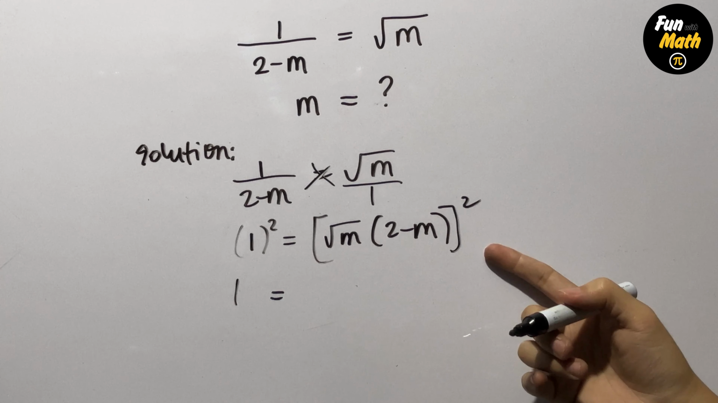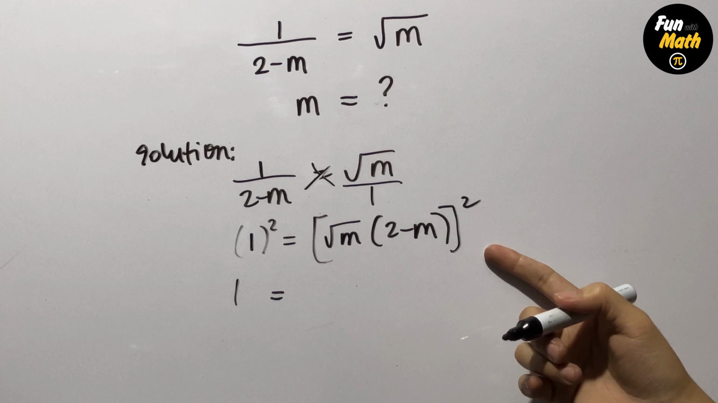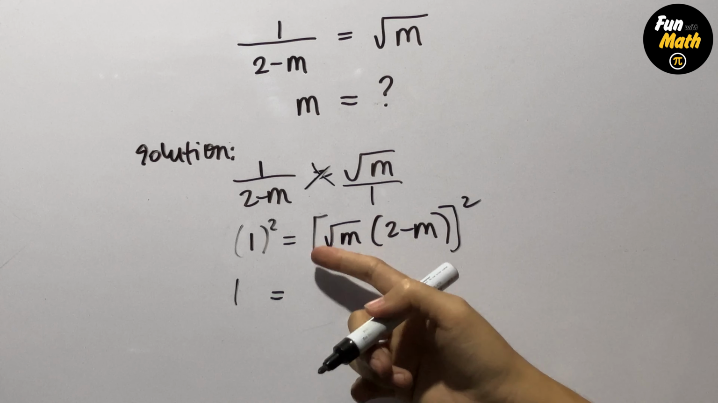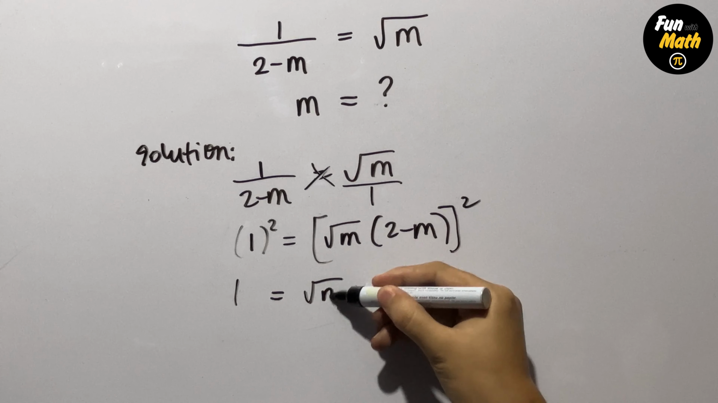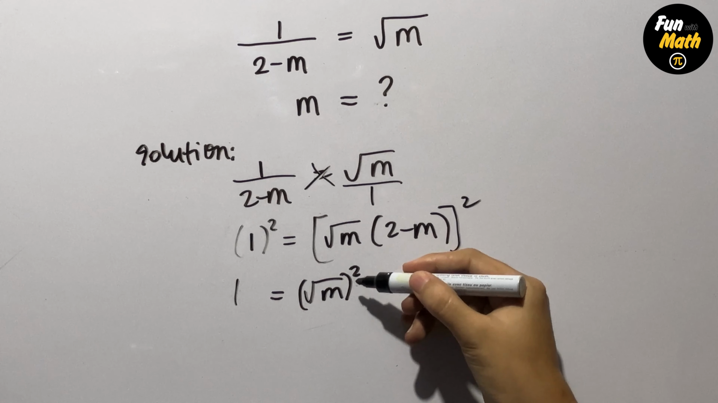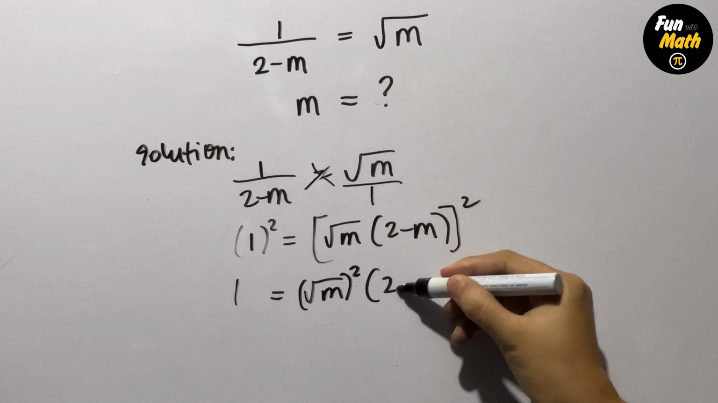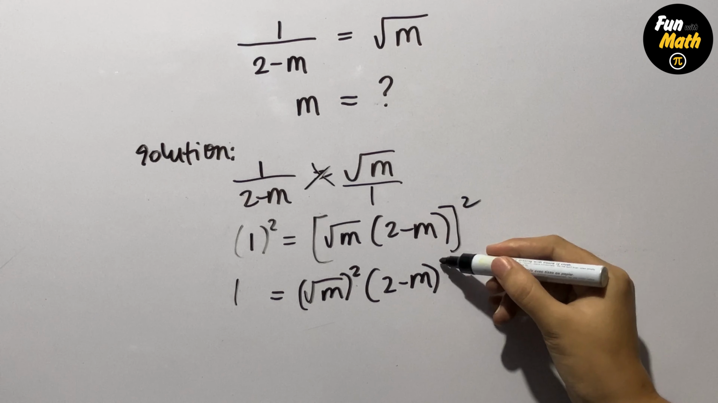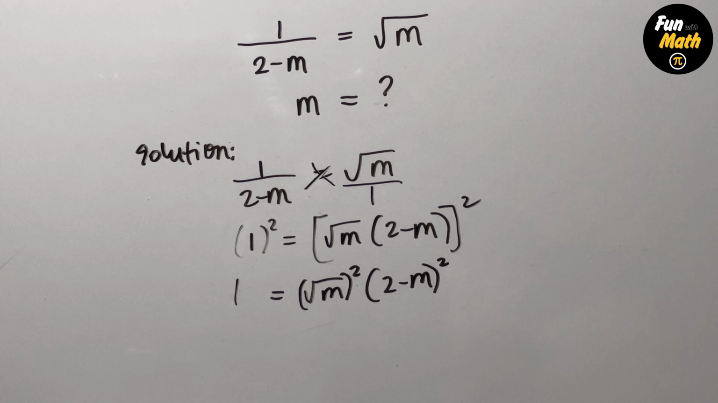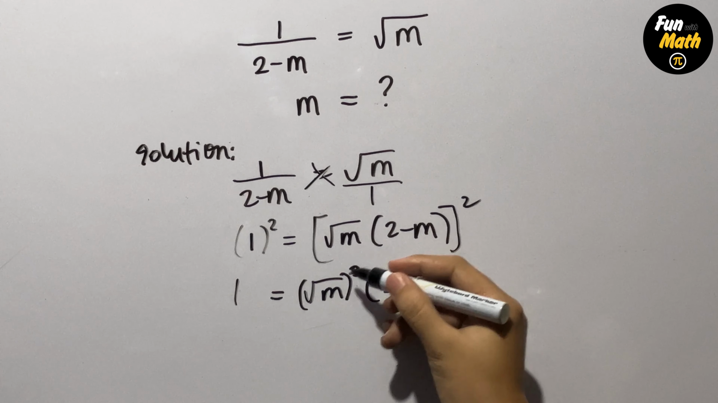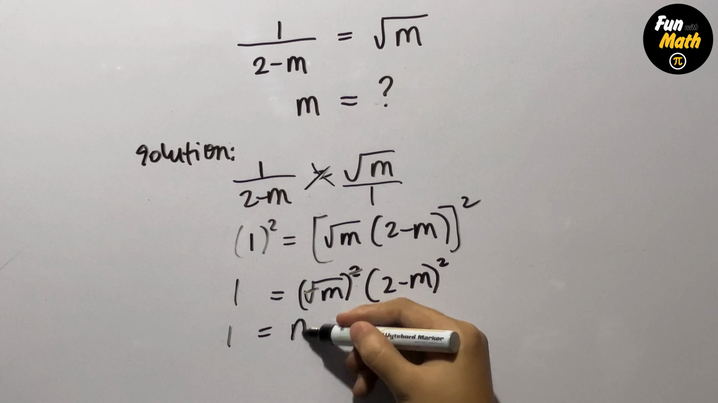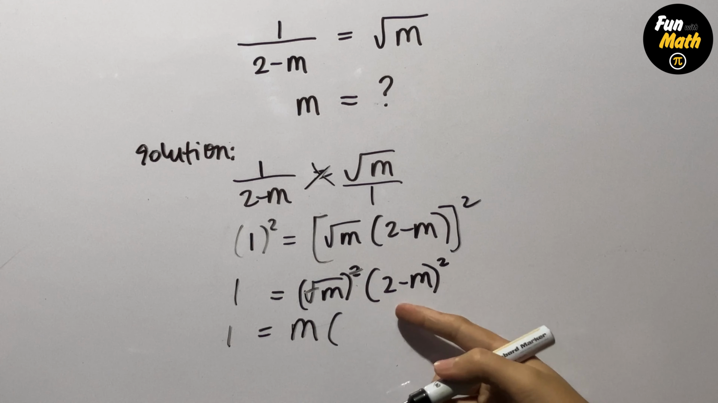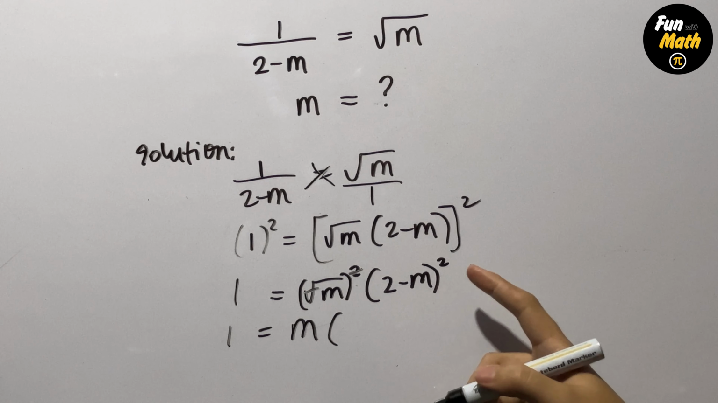For this side, by the rule of indices, take the square of both. So every base, take the square. So we have the square root of m whole to the power of 2 times 2 minus m whole to the power of 2. So now we can cancel the square and the radical. So this is now 1 equals m times 2 minus m whole to the power of 2.